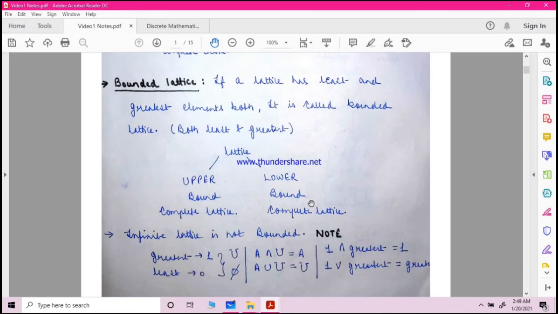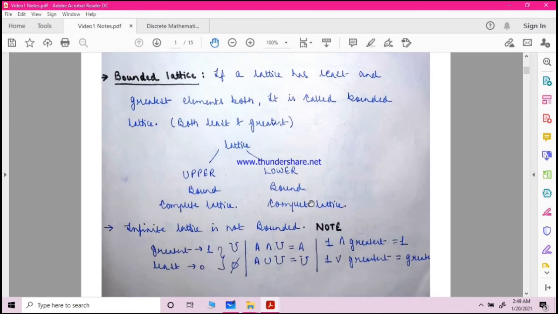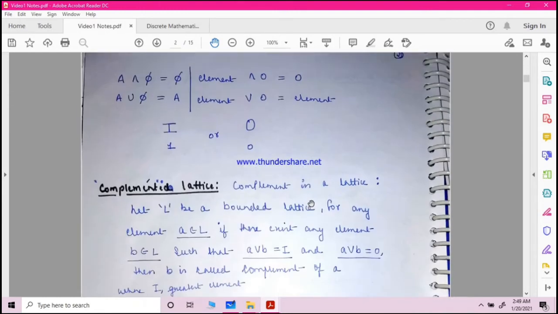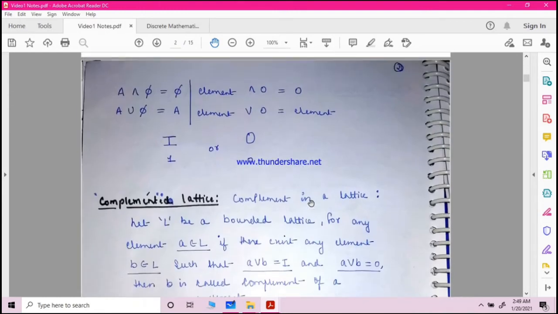So you can simply use this formula when you are finding out the meet and join. So this is 1 and 0. These are the representations, and this is how we represent the highest and the lowest element. The lowest element is 0 and the highest element is 1, and we can also represent it with a capital I.